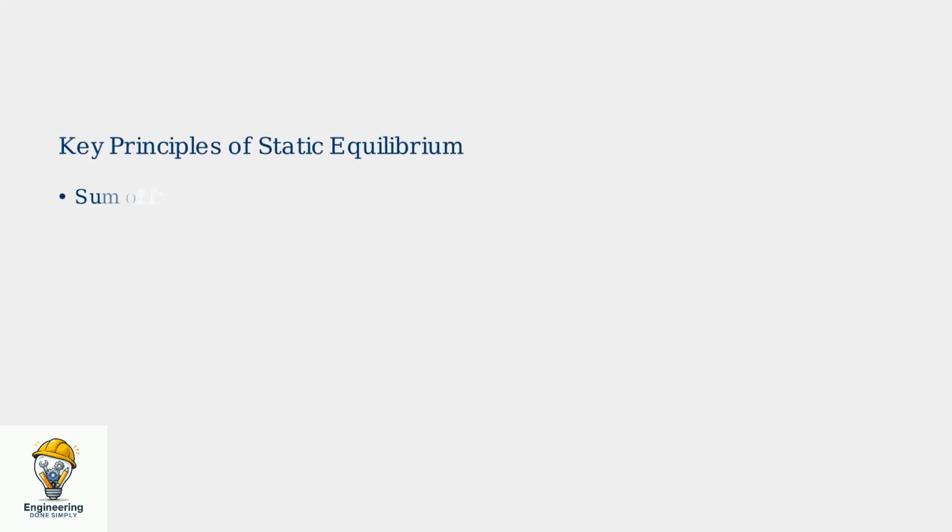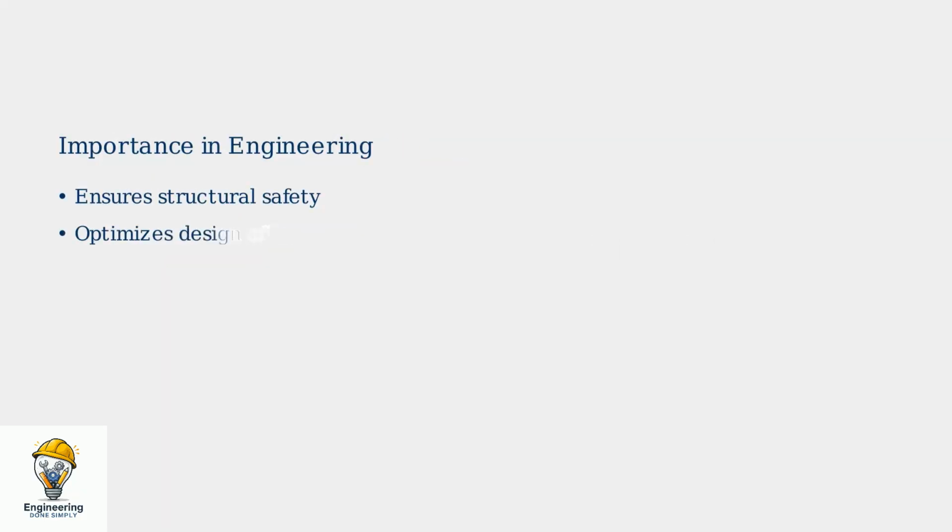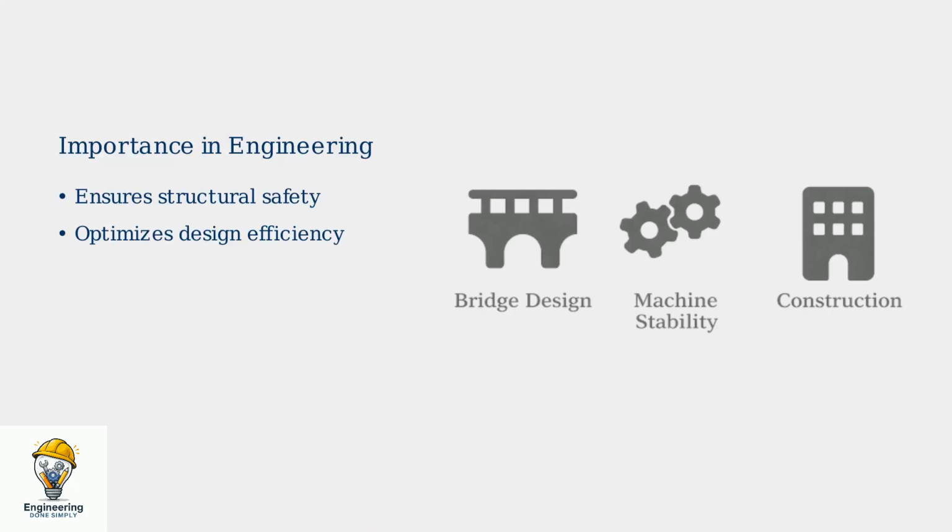In this summary, we recap the key principles of static equilibrium that form the foundation of structural analysis. The fundamental conditions require that the sum of forces equals zero and the sum of moments equals zero for a system to be in equilibrium. Free body diagrams help us isolate systems and identify all forces acting on them, while understanding center of gravity is crucial for stability analysis. Understanding static equilibrium is crucial for safe and efficient engineering designs.